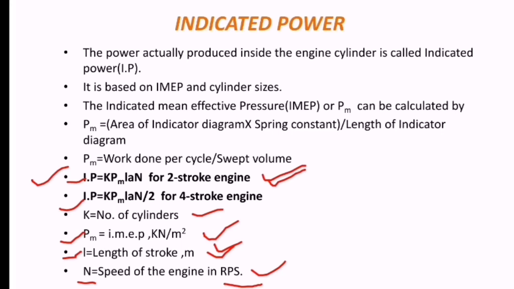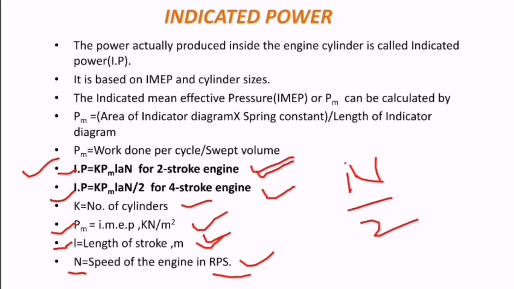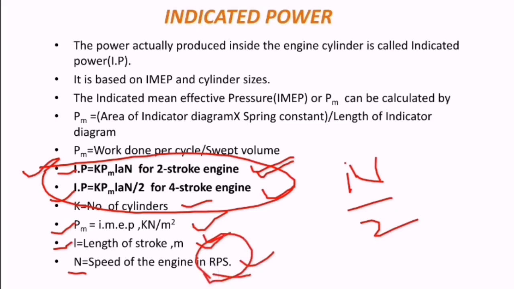IP equals K PM L A N by 2 for a four-stroke engine, because in a four-stroke engine, for 2 revolutions of the crankshaft, 1 power stroke is produced. So the actual formula of indicated power is IP equals K PM L A N for two-stroke and K PM L A N by 2 for four-stroke engine. When N is in revolutions per second, the formula is K PM L A N. If it is in revolutions per minute, we need to convert minutes into seconds, so we take K PM L A N by 60.